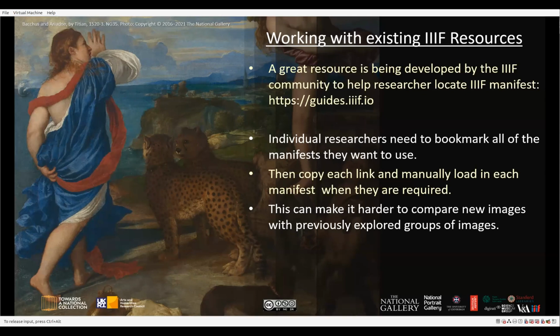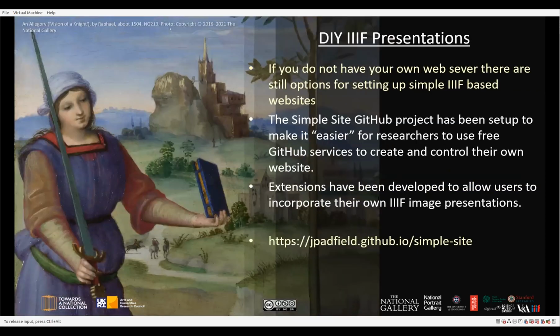Now, individual researchers need to bookmark all of the manifests they want to use. They then copy the links and manually load each manifest in when they want to view them. This can be harder to compare new images with previously explored groups of images because you have to remember which ones you want to look at and then copy and paste them each time you want to explore. So it could be a bit of work. So it would be nice to make that easier for people to play with.